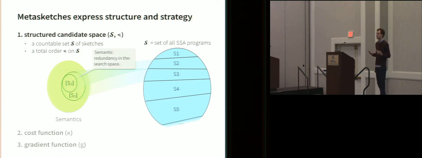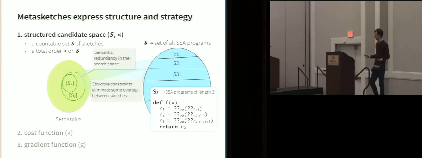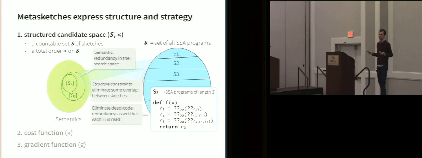Metasketches allow us to eliminate some of this redundancy by what we call structure constraints. Structure constraints are assertions that are added to each sketch that remove candidate programs that we know to appear in some other sketch. So for example, let's look at the sketch S3 again from our superoptimizer. We can rule out some of the redundancy in this program caused by dead code by asserting that each register in the program is read by some other line. And because any program containing dead code could be represented in a shorter sketch, we know that we haven't actually eliminated any behaviors here. We've just eliminated some redundancy. So adding these structure constraints to the sketches allows us to reduce some semantic redundancy and make the search more tractable. So this is the structured candidate space.